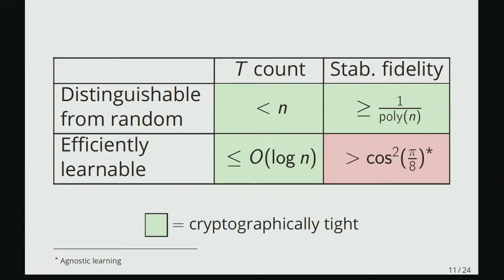So yeah, there is also one other caveat here, which is that the cryptographic tightness is only up to constants. We can show that if you have less than n T gates, it's easy, and if you have more than, I don't know, c times n T gates, it's hard. Technically, in that intermediate regime, you don't know anything.